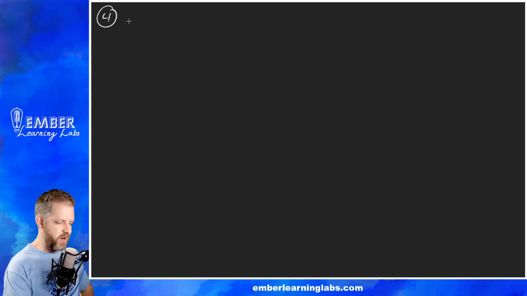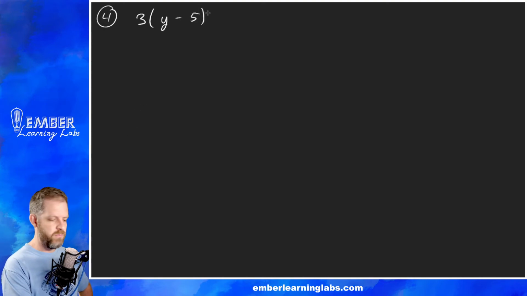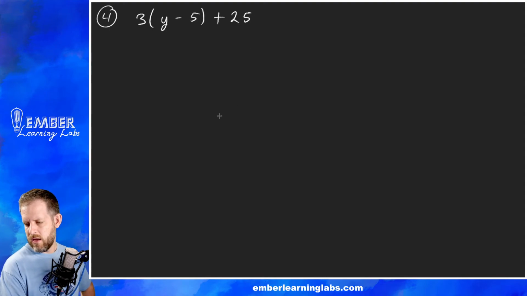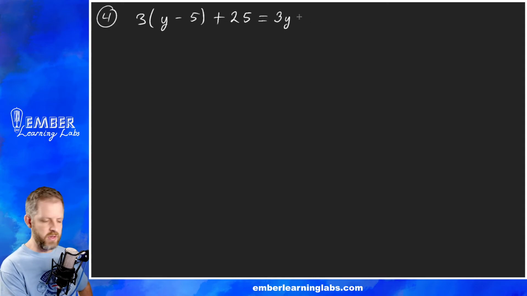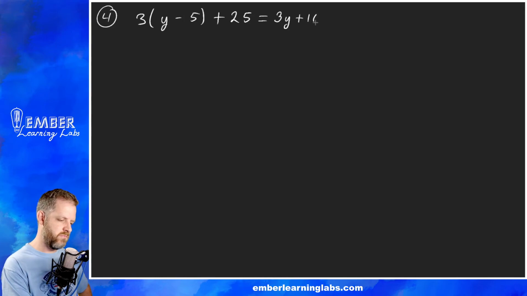Okay, so let's do 3 times y minus 5, plus 25, equals 3y plus 10. All right, we're going to distribute that 3. Okay, distribute the 3 on there.